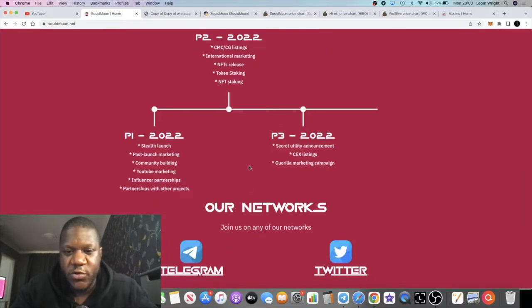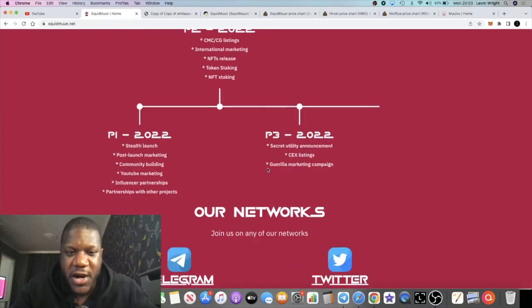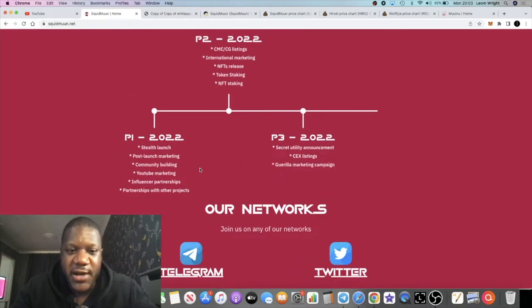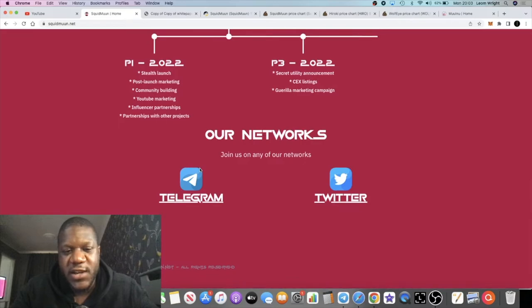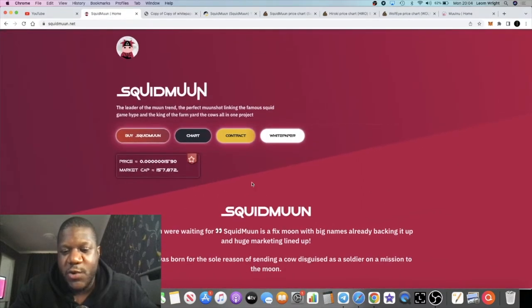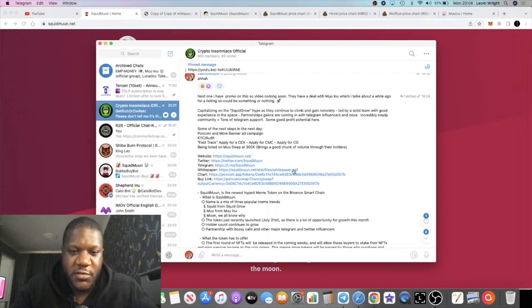Okay, they've got a very short roadmap. Marketing campaign. That's really all I care to hear about, marketing. All right, guys, as long as the marketing's there, we could potentially see those gains. Okay, guys, so you want to jump into Telegram, follow them on Twitter, and do all of that sort of stuff.